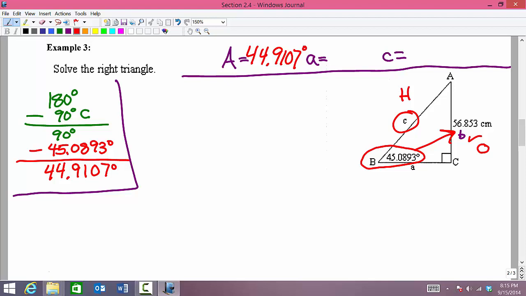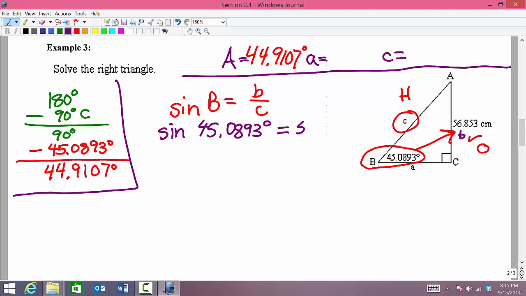So if I'm going to set up a trig equation with one unknown and two knowns, then we're going to recognize that opposite over hypotenuse would be sine for angle B. So sine of angle B would be side B divided by side C. We're going to fill in our knowns. So we have sine of 45.0893 degrees is equal to side B, so that would be 56.853 divided by side C. That's the side I don't know.